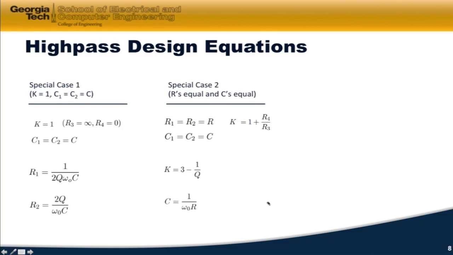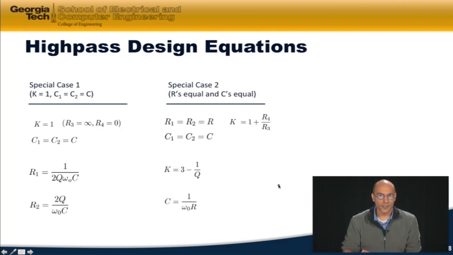Here I've simplified the equations of the previous slide using two special cases. Special case 1, where we fix the gain K at 1 and we let the two capacitors be equal to each other in the circuit. We arrive at these two equations for R1 and R2. Special case 2, we let both R's equal each other, both C's equal to each other, and we get these simplified equations, where if Q is given, we now have K, then we can choose an R knowing omega naught to get C, and then we can find the values of R4 and R3 from this equation.